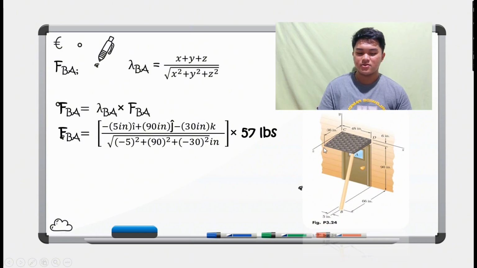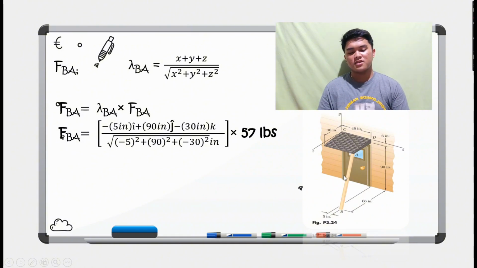But as we can see in the figure, we have 36 inches. What we did is subtract 36 from 66, since point A does not rest on the wall, which distance is 66 inches. So we need to subtract it to get the z-axis of our point B to point A. By subtracting 36 from 66, we will get 30 inches. It is also negative because the direction of the force BA opposes the direction of the z-axis. So therefore, it should be negative.